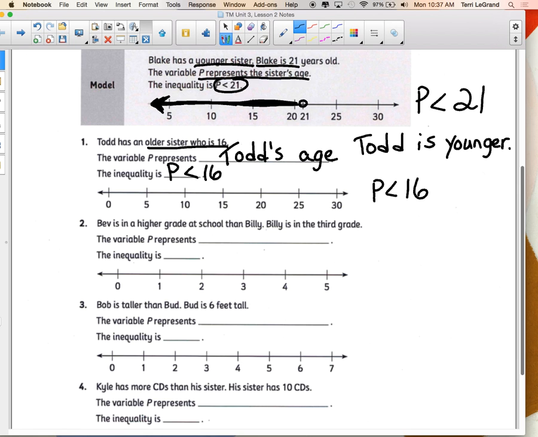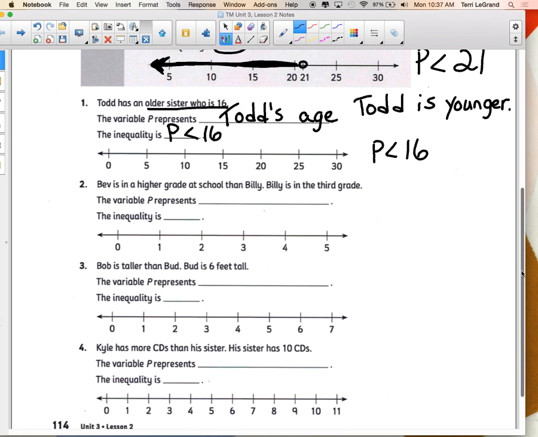So first of all, we have to locate our endpoint of 16. They've already started a number line for us here. So where would 16 be? It's going to be between 15 and 20. And there are 5 units between 15 and 20. 16 is only 1 unit more than 15. So it would go probably about right there. This is the sister's age. Todd is not her age. So we put an open circle there. Todd is younger than his sister, so that has to be one of these numbers going in the direction of the 15 and down. So Todd is somewhere in the region of 0 to 15.